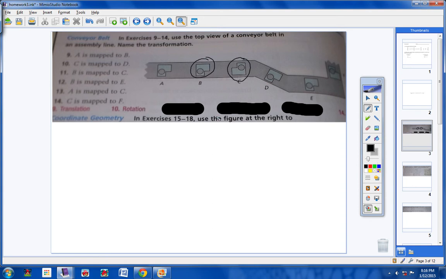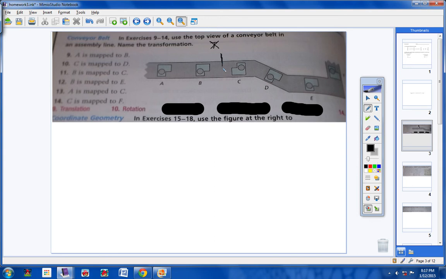Okay, number 11, we're comparing B to C. Now, the first question I'm going to ask you for number 11 is: was the object turned or twisted from the original object? Yes, it is. It's been twisted, so we know it cannot be a translation. I'll put a T right here. Cannot be a T, no way.